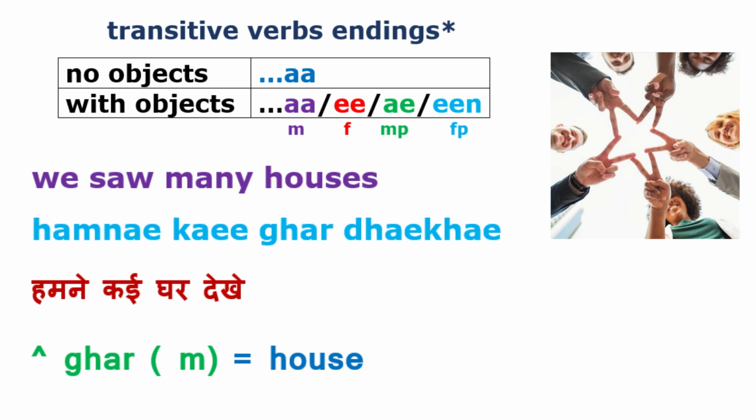We saw many houses. हमने कई घर देखे. And because it is many houses, and for you to note, also that घर is masculine, it doesn't change to anything in plural. It just remains ghar. So both for masculine and feminine, it's ghar. Humne kai, that is many, ghar, dekhe. And by dekhe we can understand it's plural, ghar. Dekhe.